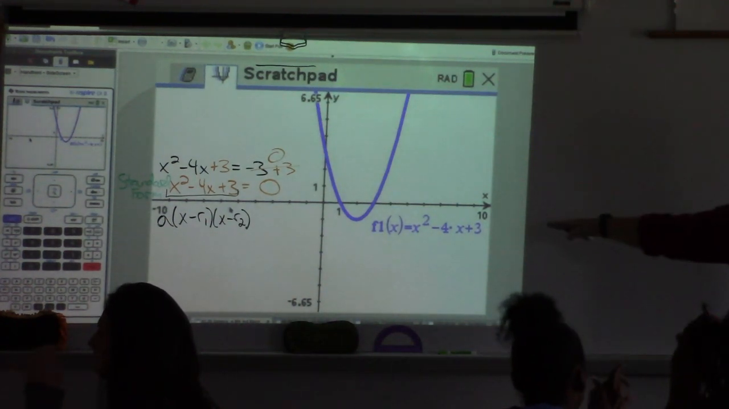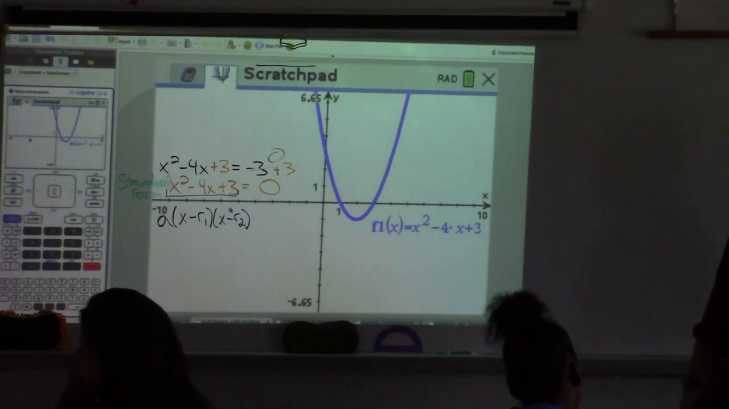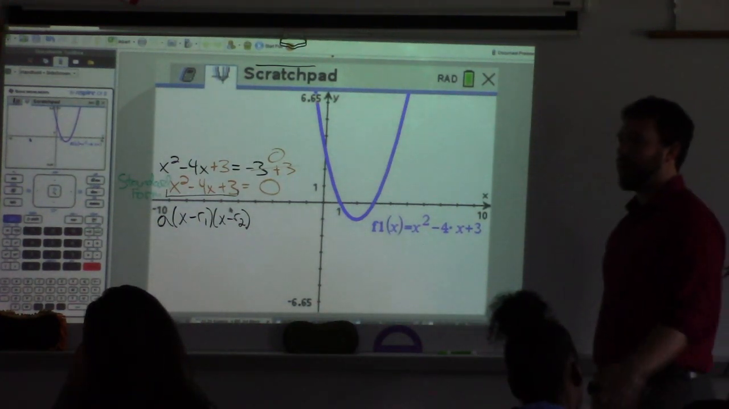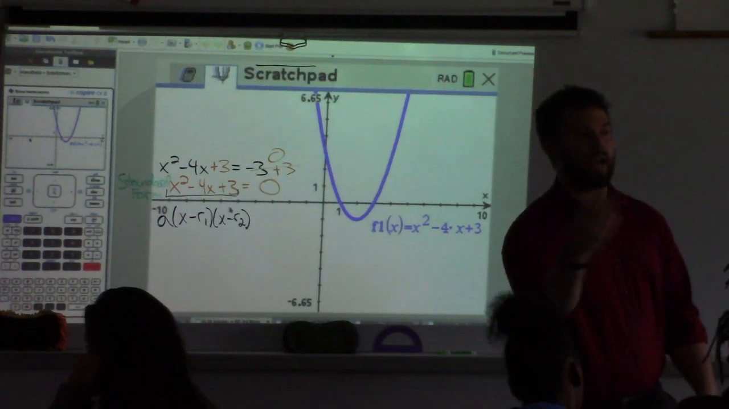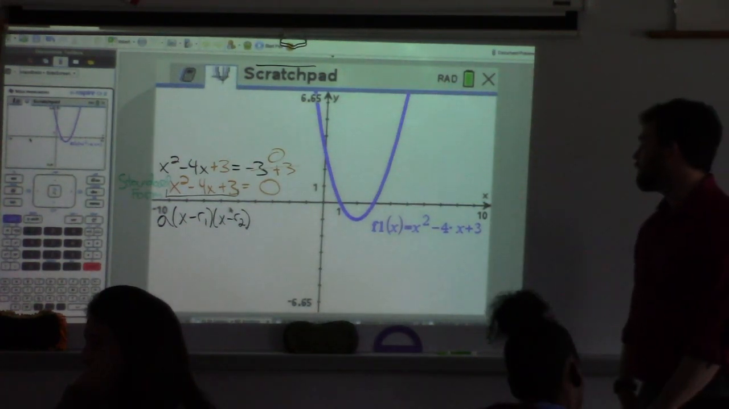What is the A for this equation? We should already know. It's positive. It's not just positive. Is it a positive 20, a positive 1/2? Three. Not a positive 3. It's 3.